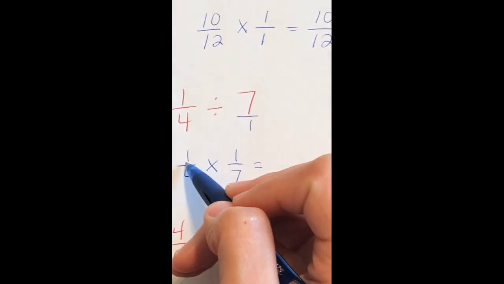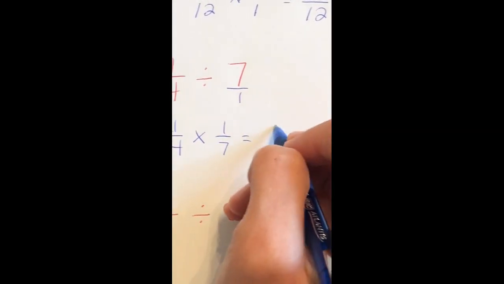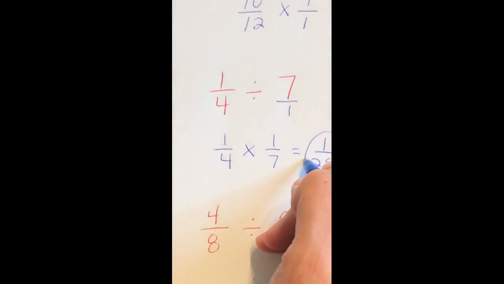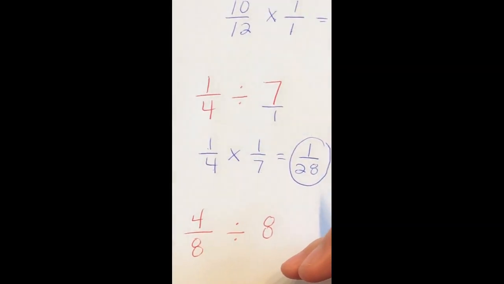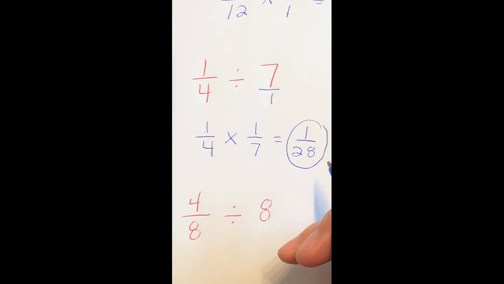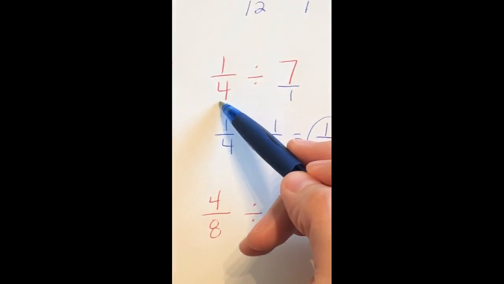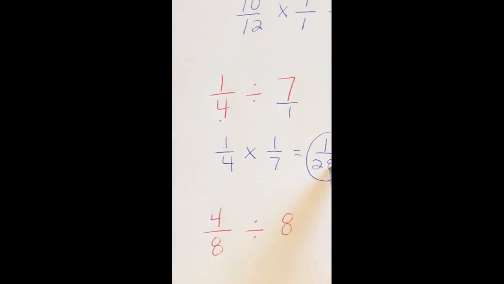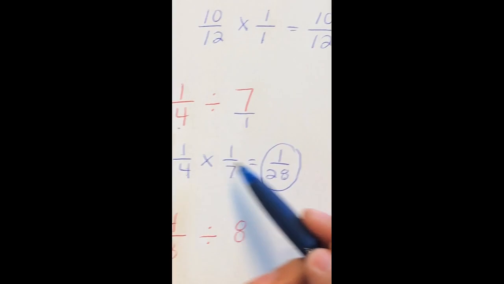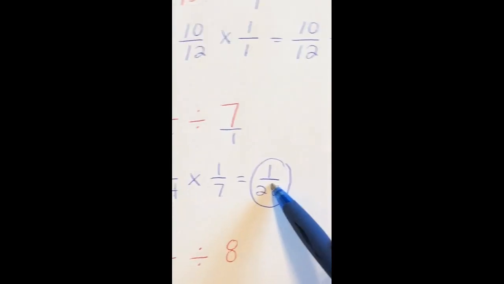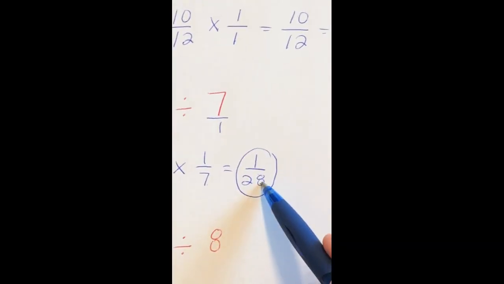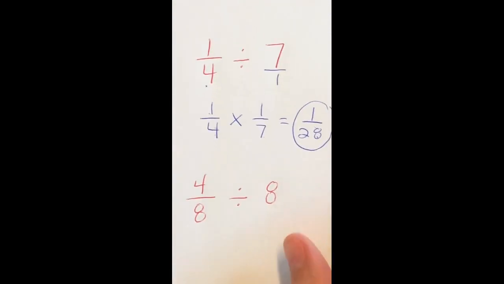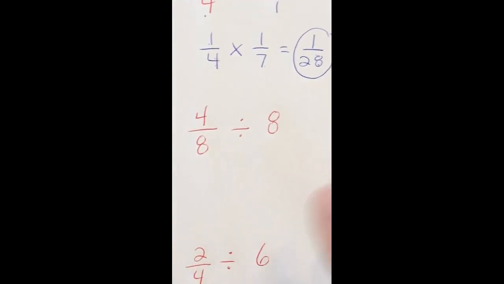Now I multiply my numerators. 1 times 1 equals 1. 4 times 7 equals 28. My answer is 1/28. Now, one thing you'll notice, if the problem starts with a fraction, your answer is going to be a fraction. If the problem starts with a whole number out front, your answer is going to be a whole number. It's one trick. If it starts with a fraction, your answer is going to be a fraction. If it starts with a whole number, your answer is going to be a whole number.